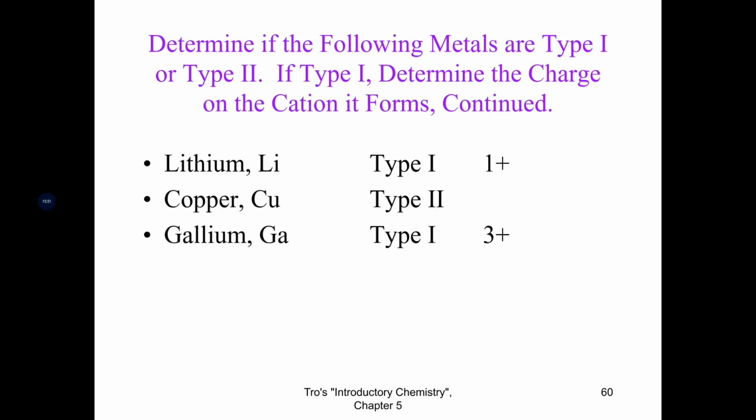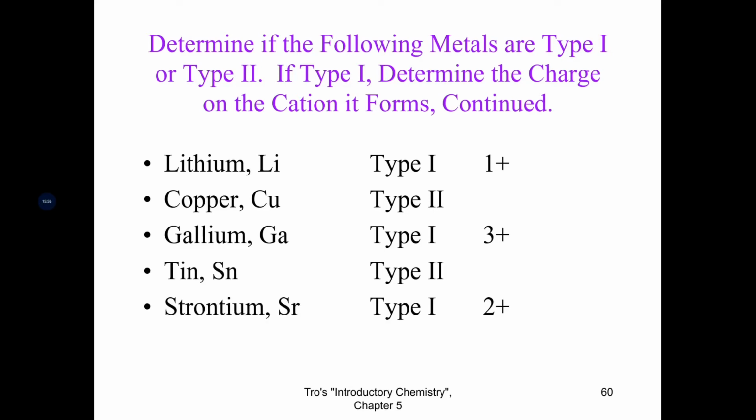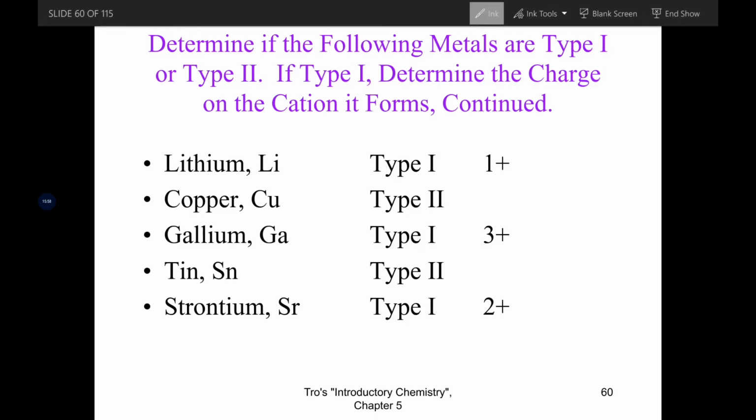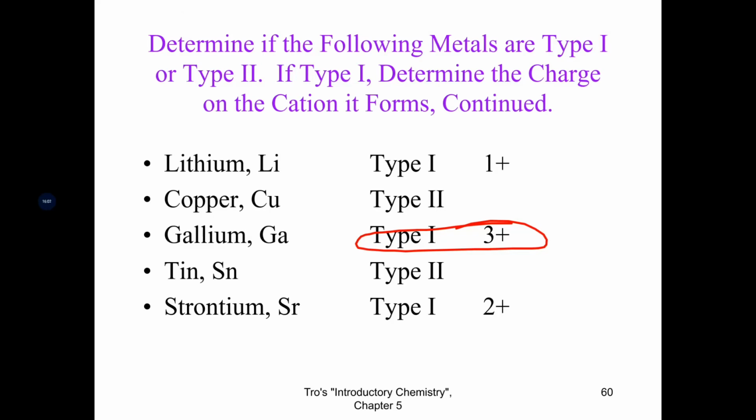Gallium, your textbook says it's type 1, but it's not. It comes with a variable charge. So let's ignore that one right here. It comes as a variable charge.